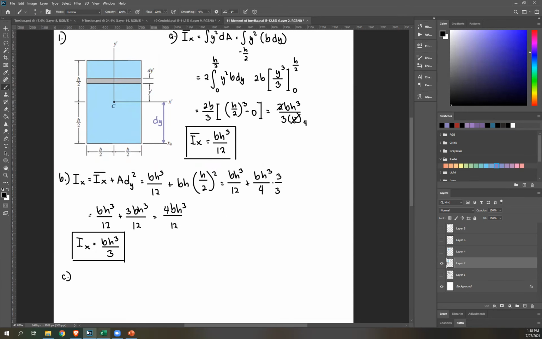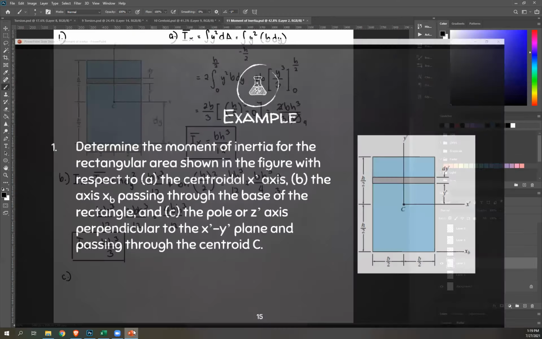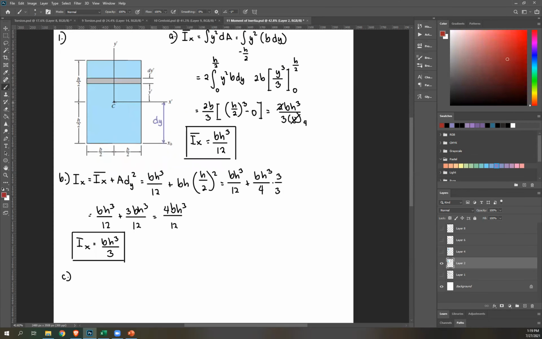Then lastly, let's have letter C. The polar moment of inertia about the pole or Z prime axis, perpendicular to the XY plane and passing through centroid C. So that is this. Or pole O or Z axis. That's just polar moment of inertia. So we're looking for J sub O. And since it's passing through your center or centroid, that's Ix bar plus Iy bar.